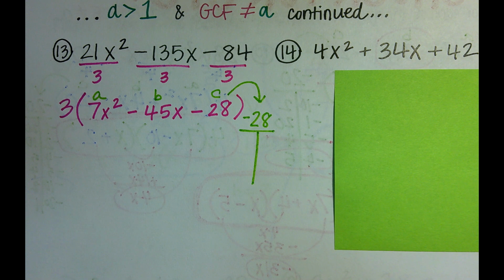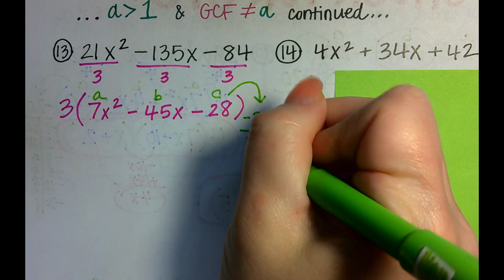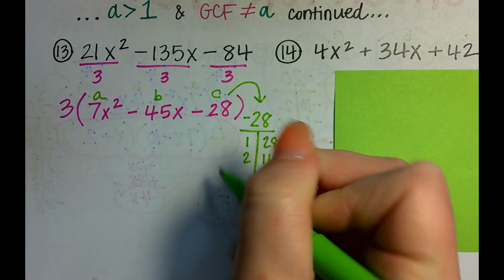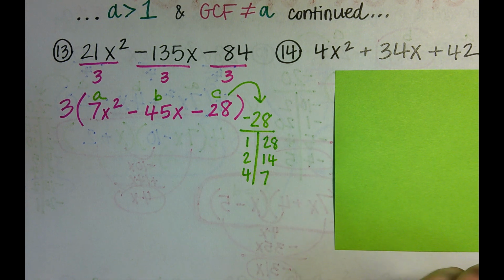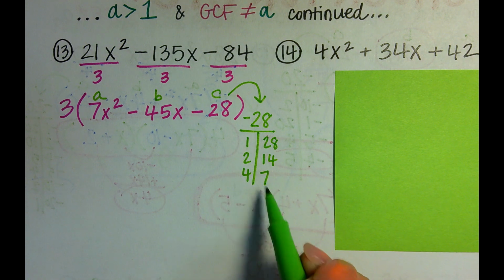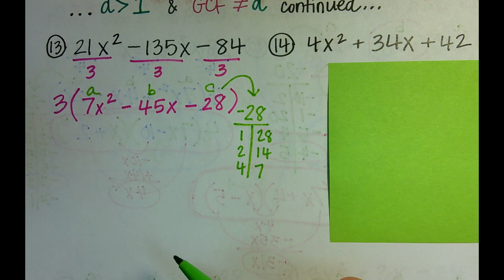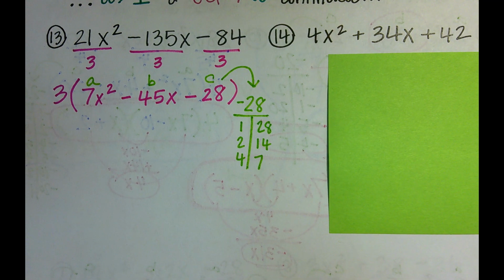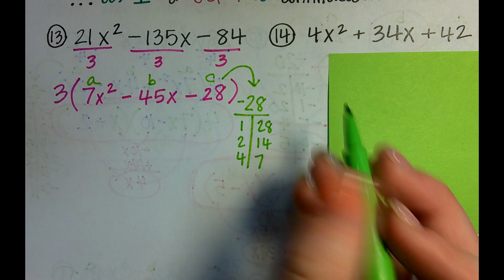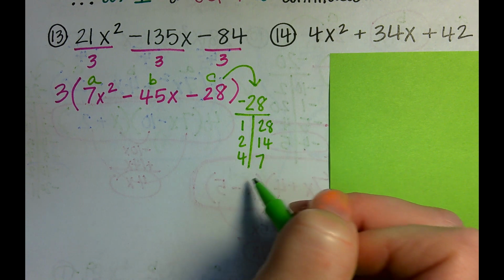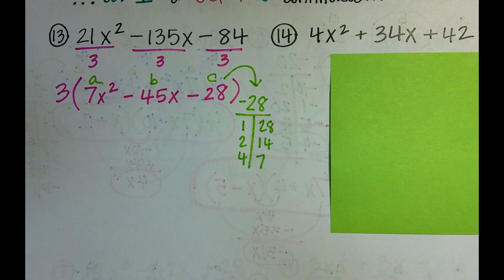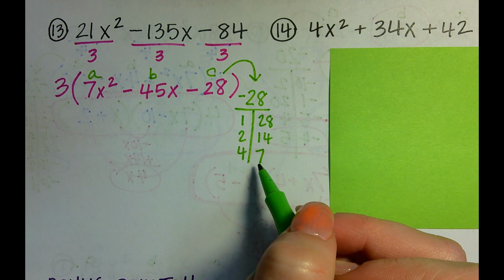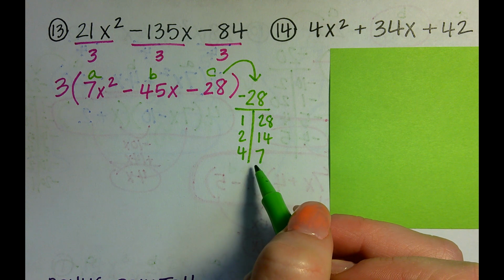1 and 28. 2 and 14. 4 and 7. Now, what do I know about the signs of these factors? One of them needs to be negative. Which pair should I try first? And we'll make one negative when we put it in. 4 and 7, is that what I heard?